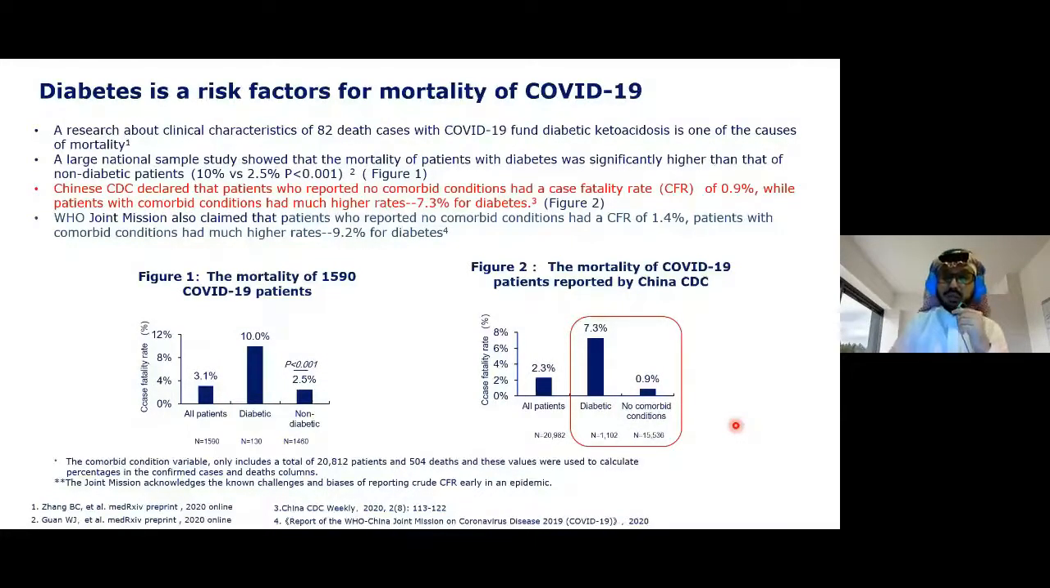It's 1.4%. So patients with comorbidities again have a higher rate, 9.2%. If we look at the mortality rate, here you see the diabetic patients are higher than non-diabetic. Again, in the mortality rate reported by China CDC, those with diabetes is higher than those with no comorbid condition, those who don't have any disease.